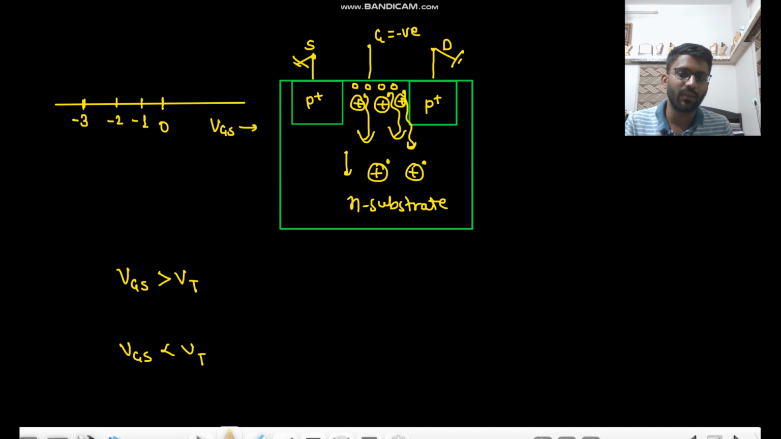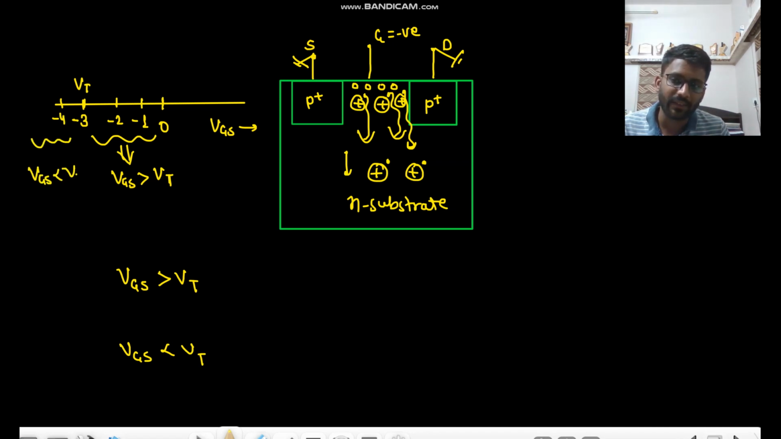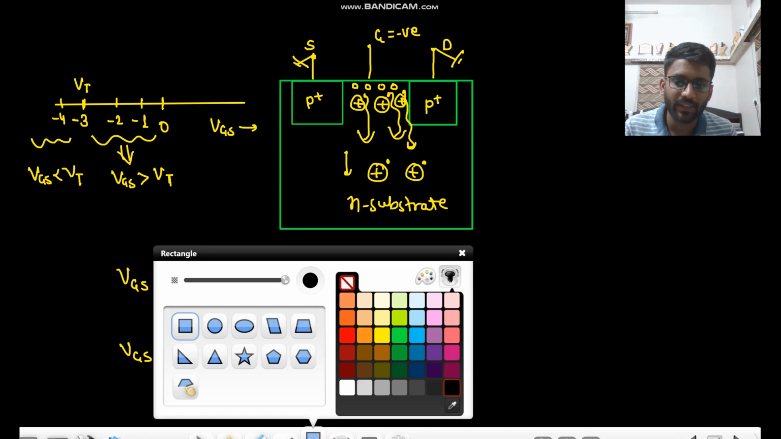So let us assume this is VT. This will be VGS greater than VT, right? And this -4 and all, this would all be VGS less than VT, right? So if VGS is greater than VT, at this time the current will be 0. And what will be the condition?